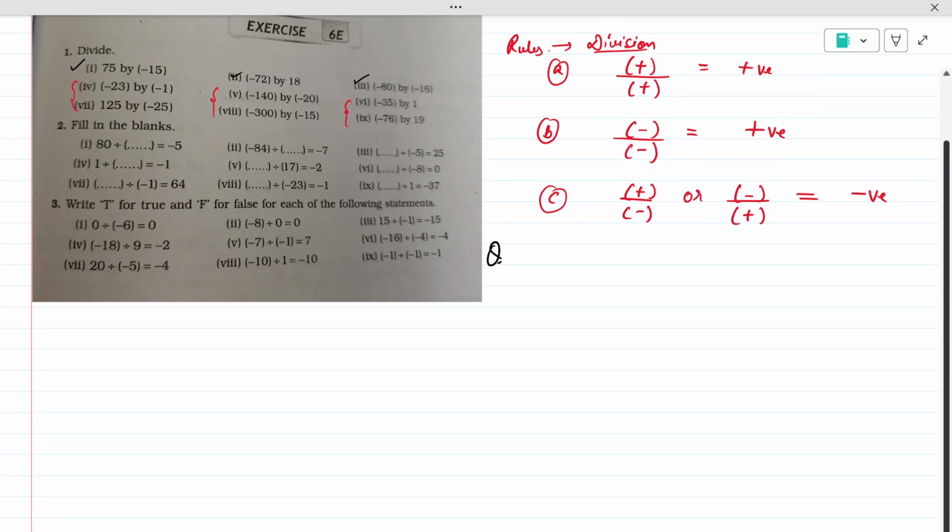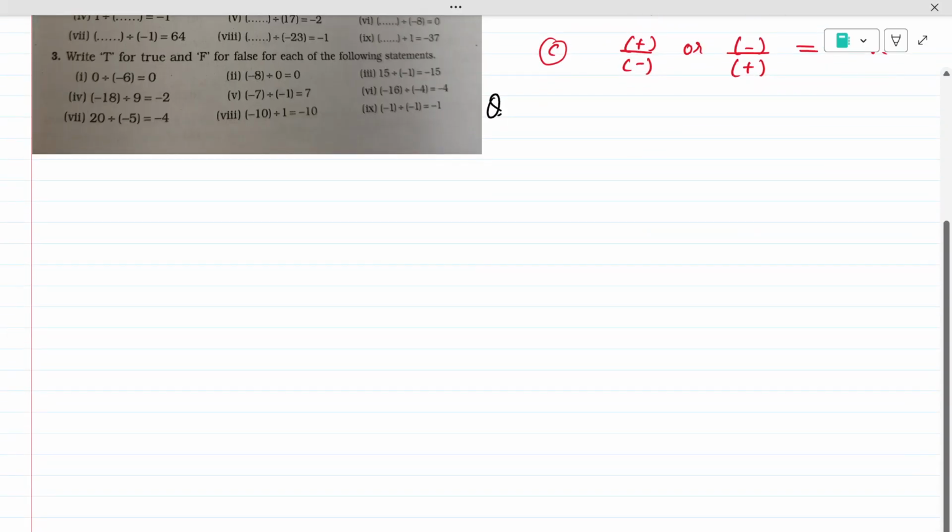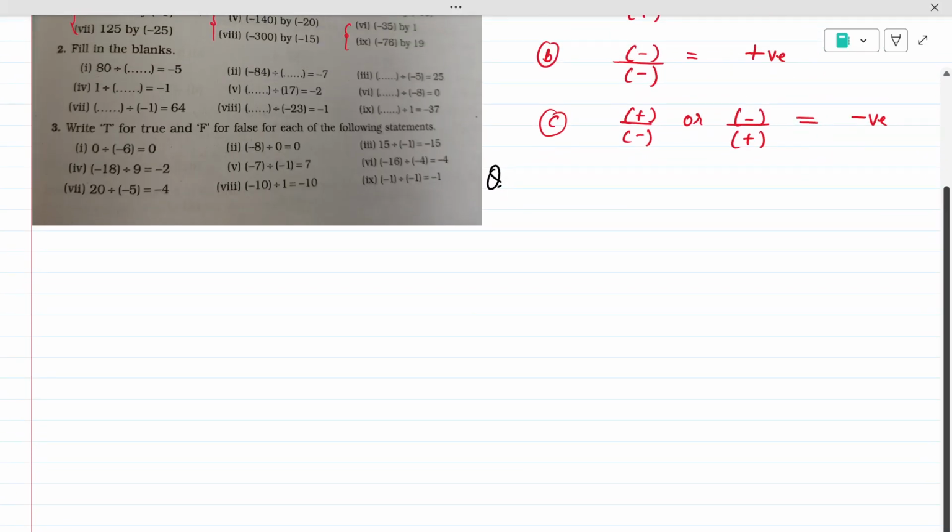Wait, I'll just move it a little down. Yeah. Question number 2, first part is 80 divided by something which we don't know is equal to minus 5. So it is saying that if we divide 80 with a number, I'm taking that number as A. Instead of that number, I'm writing A. It says if we divide 80 with A, we will get minus 5. Okay, and now we have to solve this.